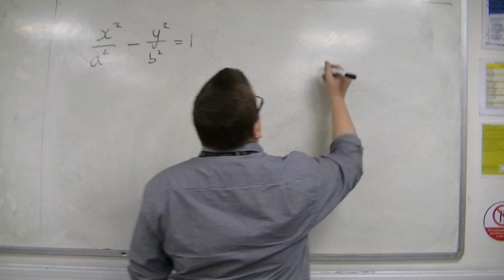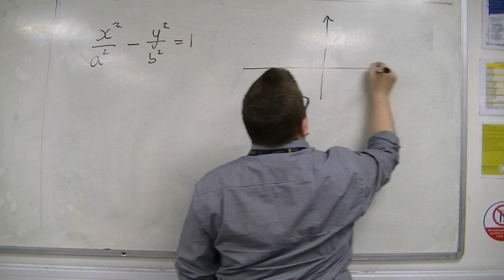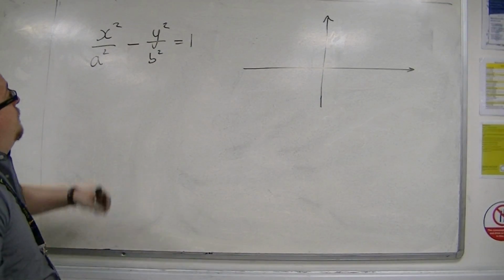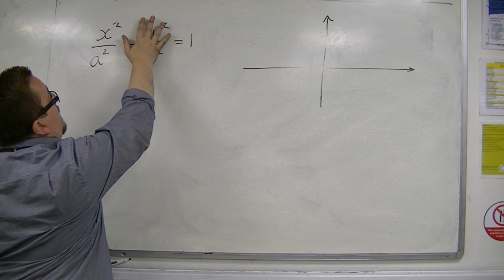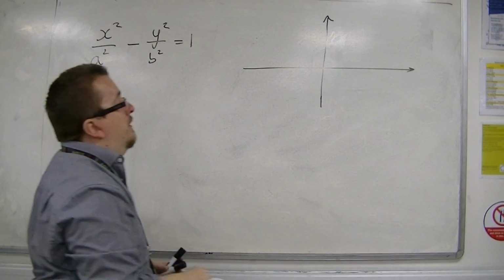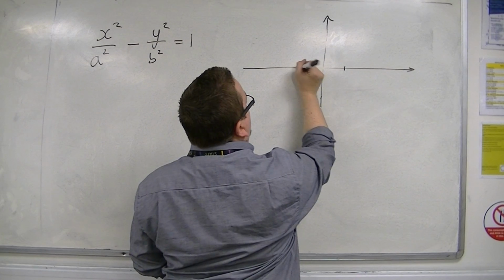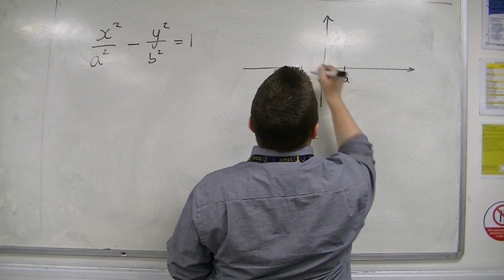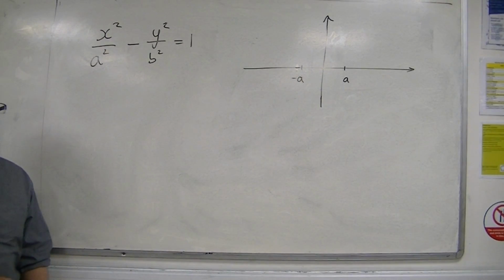Now, what does this look like? Well, first of all, if I say that y is 0, then I can say that x is going to be equal to plus or minus a. So when y is 0, x is equal to plus or minus a. So I can definitely say that the curve goes through those 2 points.